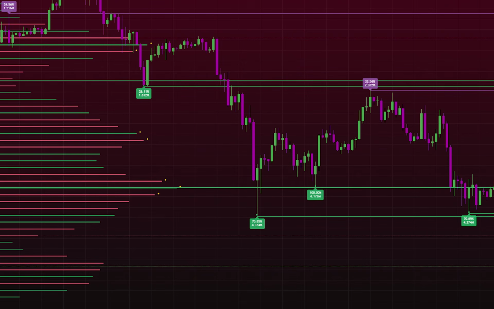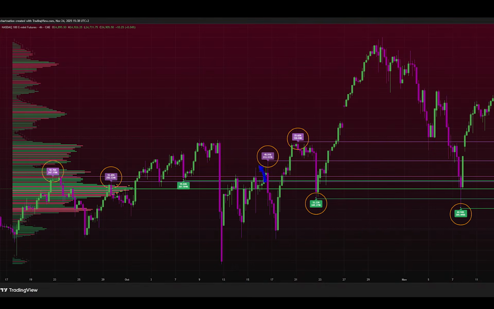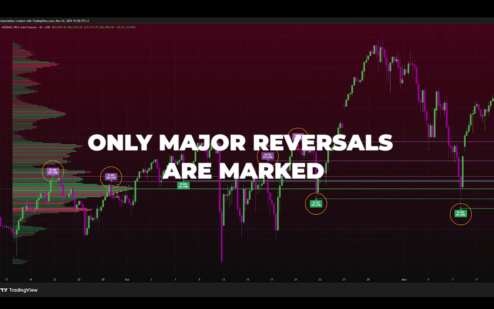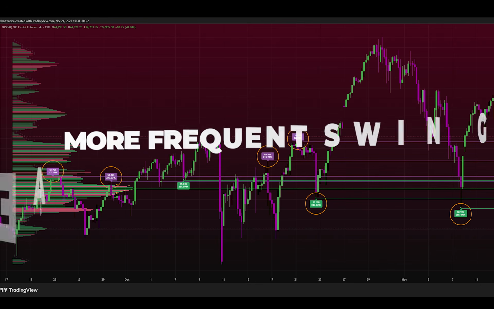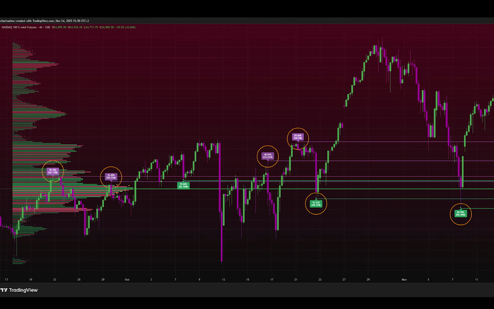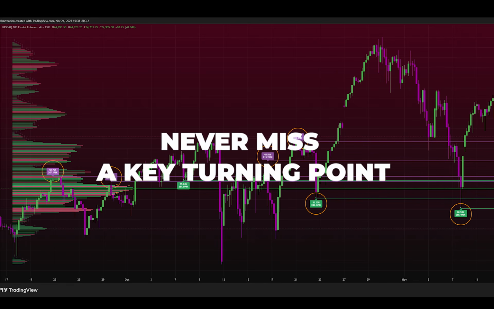What's so unique about this indicator is the smart pivots. The pivots are identified using adaptive length based on ATR volatility. When volatility is high, only major reversals are marked. When volatility is low, more frequent swings are captured. This means the pivots adjust automatically to market conditions, so you never miss a key turning point.